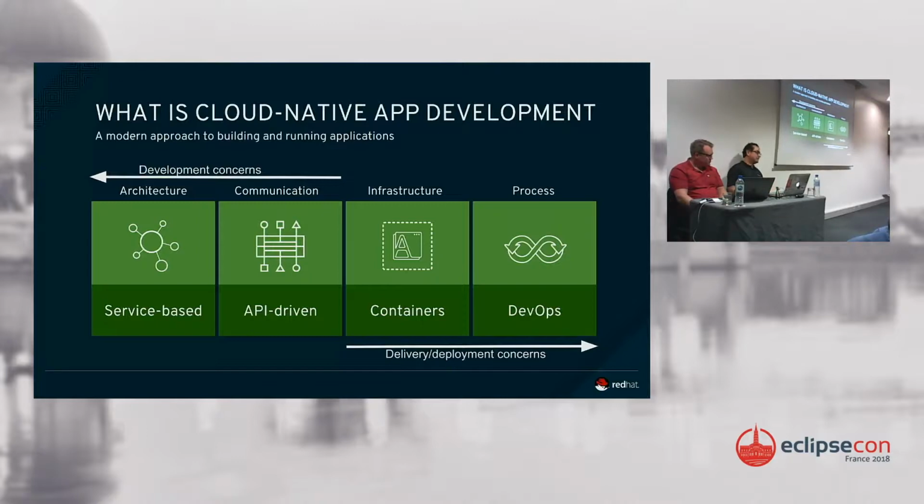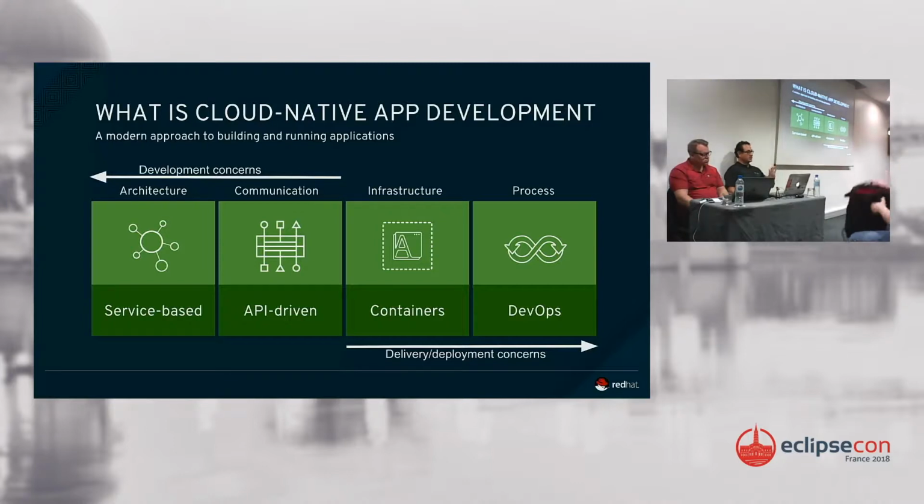So what is cloud native app development? When we talk about cloud native app development, we think about these 4 quadrants. We think about an approach for building and running applications that takes full advantage of the cloud computing model based upon these 4 key tenets. The key tenets are service-based architectures, whether it's data services, integration services, microservices, or mini services. But it's based on services. The communication is based on APIs. This is inter-service communication, and the infrastructure is based on containers, and the processes are based on DevOps.